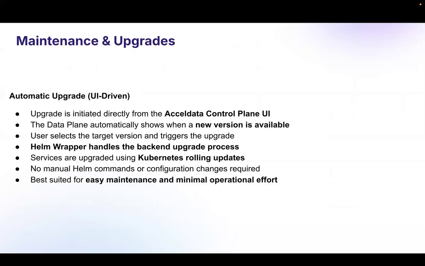No manual Helm command you need to run, no configuration changes are required. You just need a few clicks from the Acceldata control plane UI, and your environment will be upgraded to the newer version, and it will show in your control plane UI that the new version is upgraded. Let's suppose you want to upgrade from 4.9 to 4.10. You just need a few clicks, and you will easily upgrade your environment to the new version.